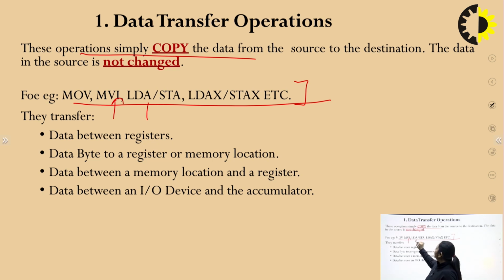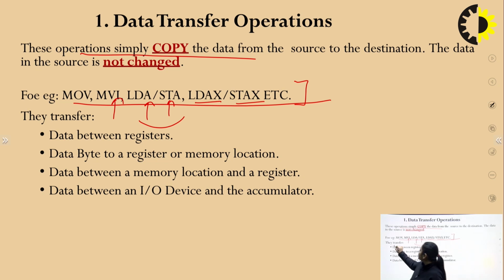Next are LDA and STA. These two instructions are used for the accumulator. As we all know, the accumulator is a special register in the microprocessor which is used to store the logical and arithmetic operation data as well. So the accumulator will be here in LDA and STA. LDAX and STAX are indirect instructions where the data to be transferred is not given directly. We will discuss this later.